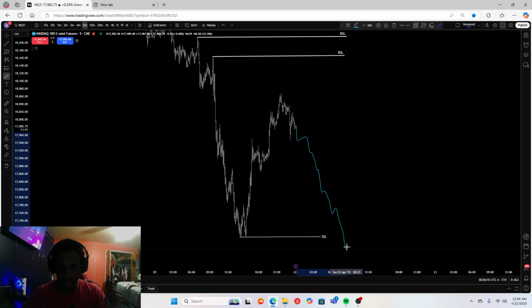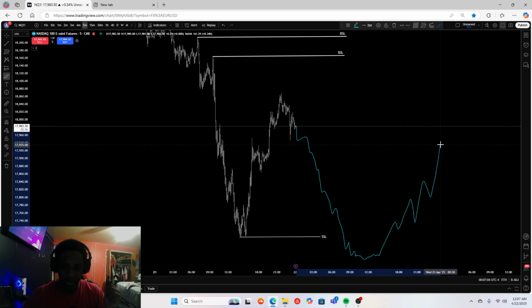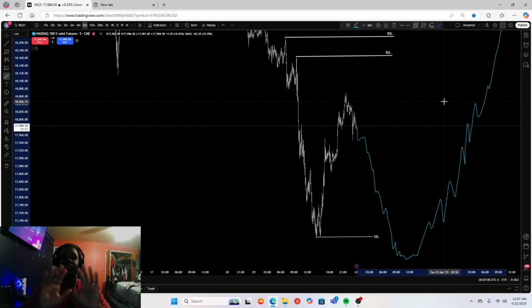We're gonna come lower, lower, lower, chop around, and break out to our buy side liquidity. This is what happens usually, and you have to have the proper sell side and buy side marked out. I believe personally either of those buy sides would work because they're both buy side liquidity.